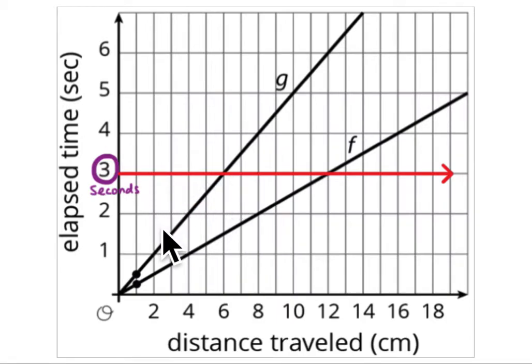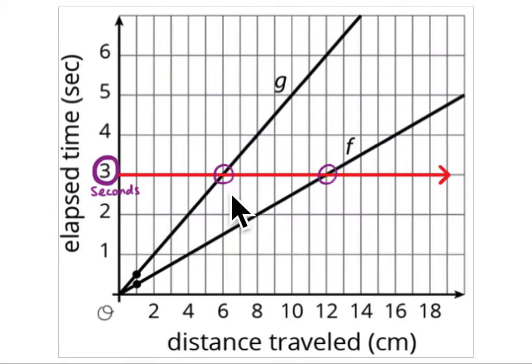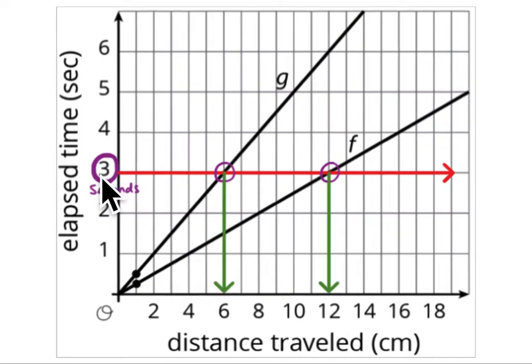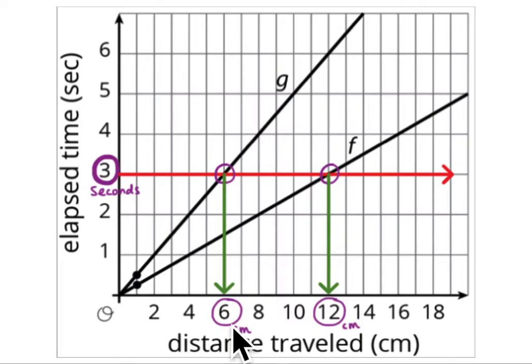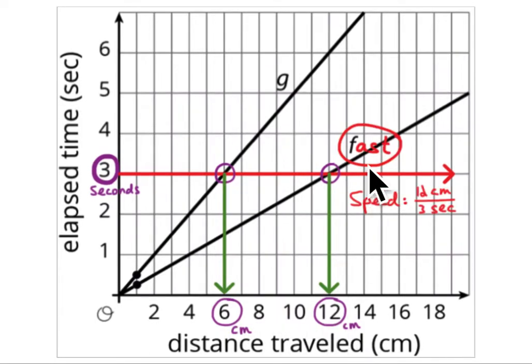Well, in 3 seconds, bug G goes 6 centimeters. So 3 seconds, 6 centimeters. But in those same 3 seconds, bug F travels 12 centimeters. So notice that bug F travels twice as far as bug G does in those same 3 seconds. So 6 centimeters compared to 12 centimeters. So which bug is traveling faster? Well, if you travel for the same amount of time, but you go farther, isn't that traveling faster? So this is 6 centimeters, 12 centimeters. So F for fast. So this bug is traveling faster.